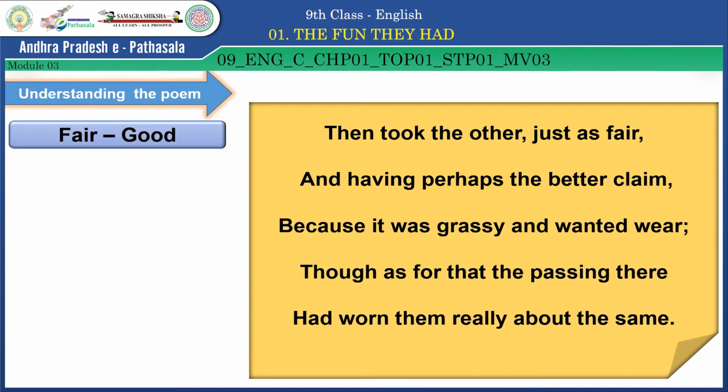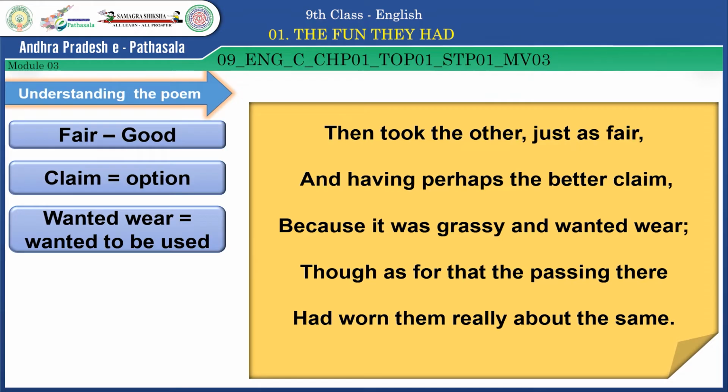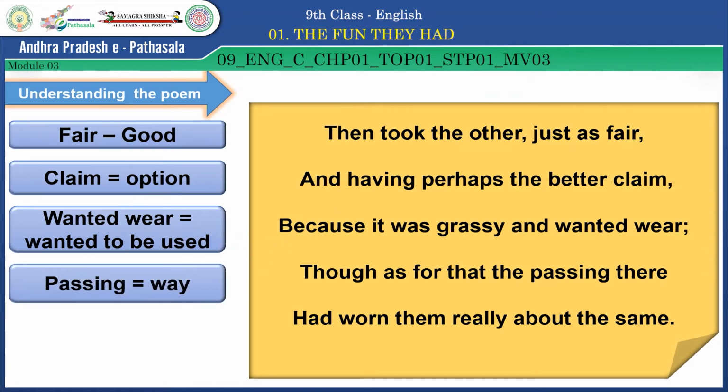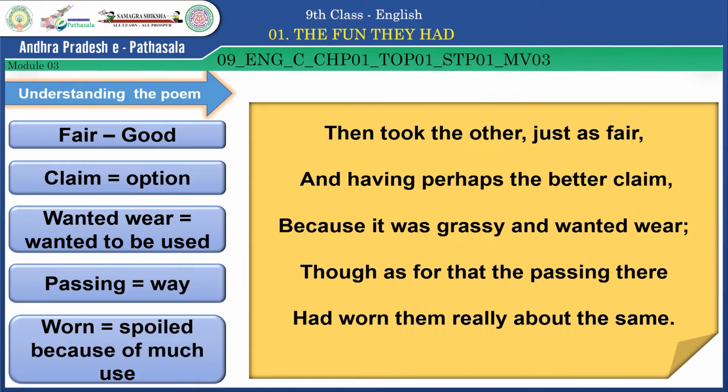Here, just as fair means just as good as the other road, and claim refers to the option. So both look to be the better options. And wanted wear means one road is very grassy and it is wanted to be used. And passing refers to the way. One means because it is spoiled because of the much use.